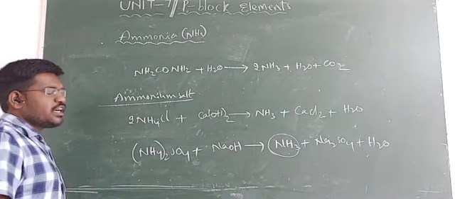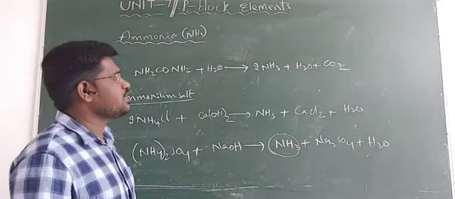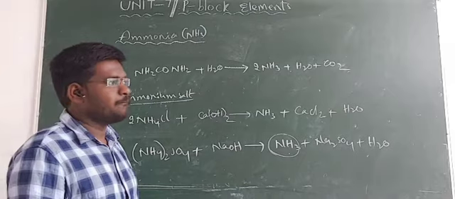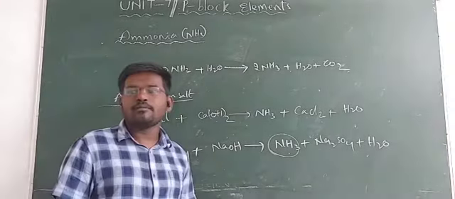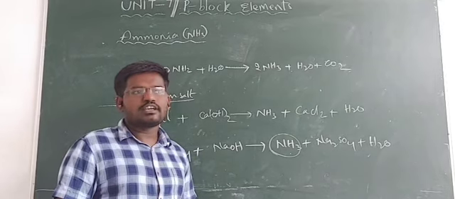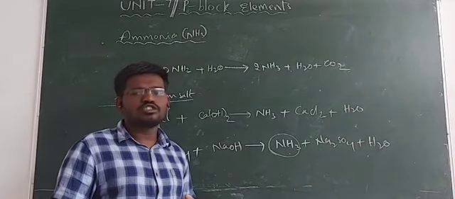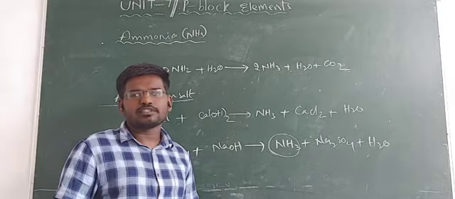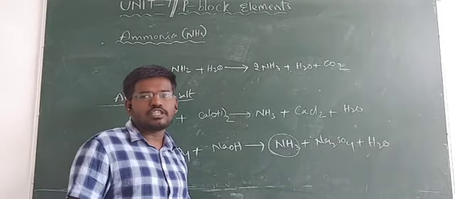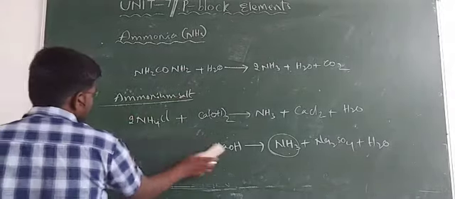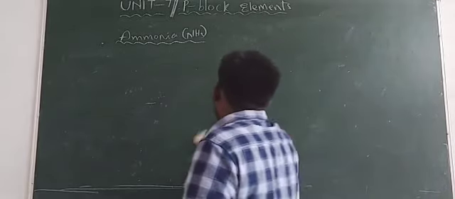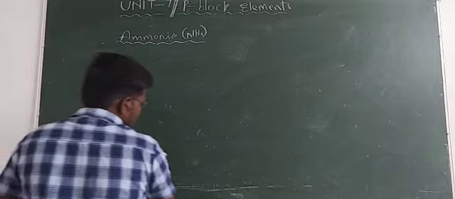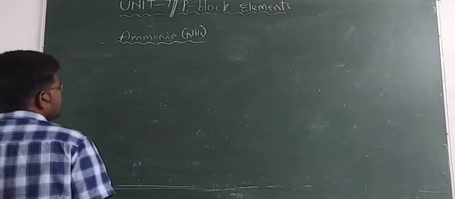But by using the Haber process, we can prepare ammonia on a large scale. So now we have to discuss the preparation of ammonia through the Haber process. Here, first let me explain the equation. After that, through the flow chart also, I will explain the preparation of ammonia in the Haber process. So first, let me explain the chemical equation regarding the preparation of ammonia in the Haber process.